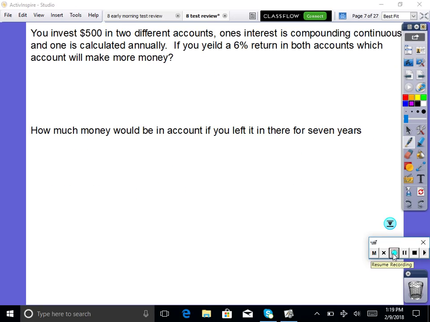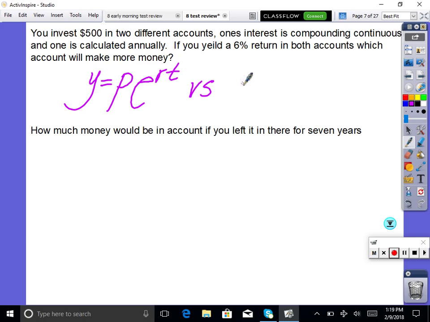So on the next page it says, you invest $500 in 2 different accounts. One interest is compounding continuously, and one is getting interest just annually. If you yield a 6% return in both accounts, which account will make more money? So remember, this is PERT, y is equal to p times e raised to the RT, versus simple interest, y is equal to a times b raised to the x, simple growth.